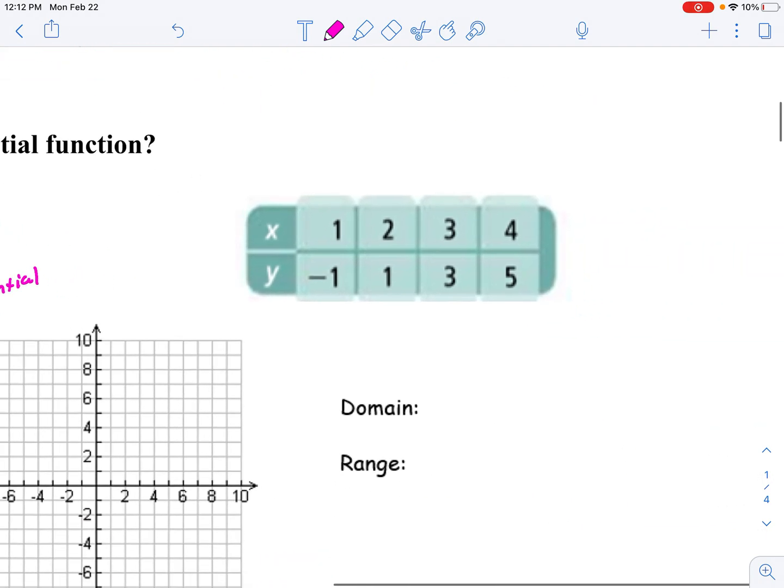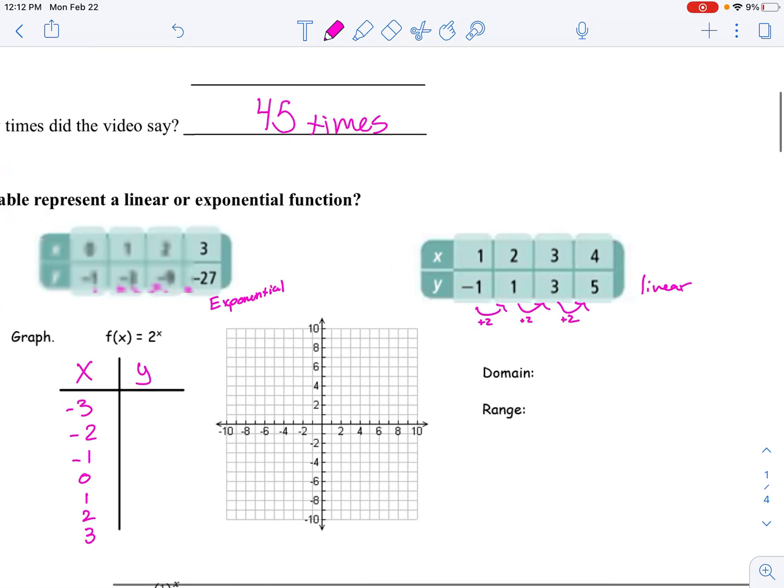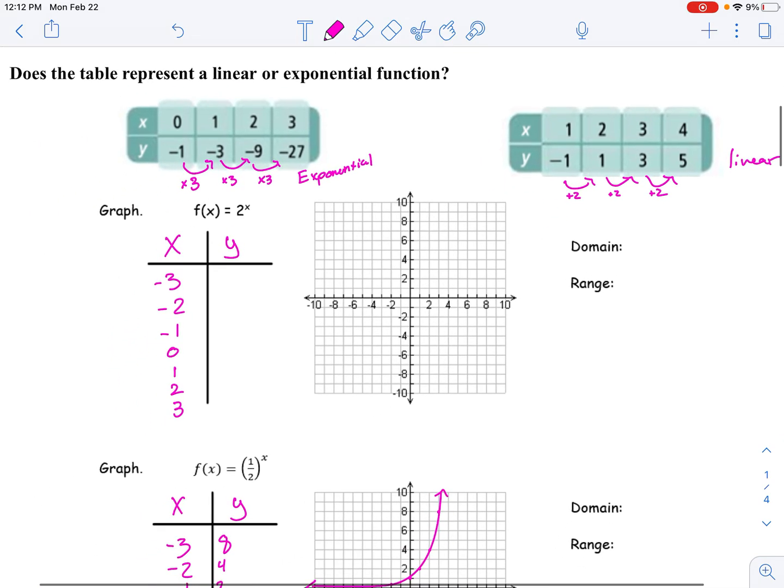Next one. Same type of thing going on here, except now we're adding. We're actually adding 2 every single time. So if I'm adding 2 every single time, that's linear. That's a linear function. So that's how you tell the difference. One of them is multiplying and one of them is adding.